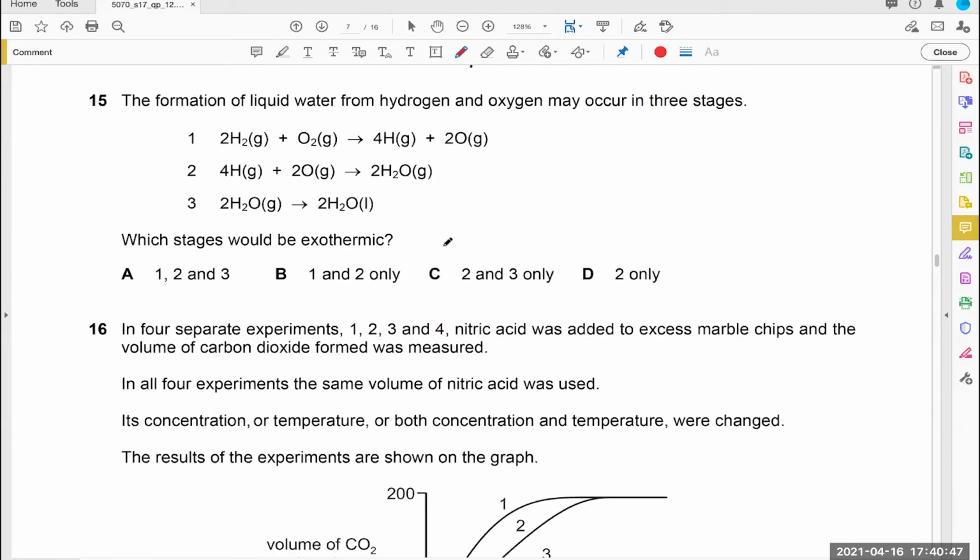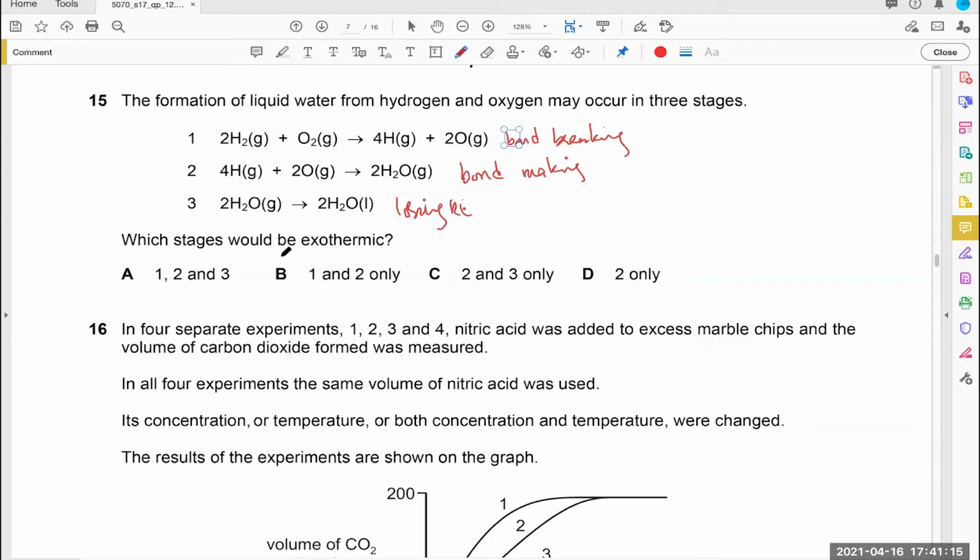All right. Formation of liquid water from hydrogen and oxygen may occur in 3 stages. Okay, what's happening here? Here, atoms are the ones that are left over, so there is bond breaking. Here, bonds are being made. And here, it is just losing energy. The particles are slowing down. This is again losing energy, kinetic energy.